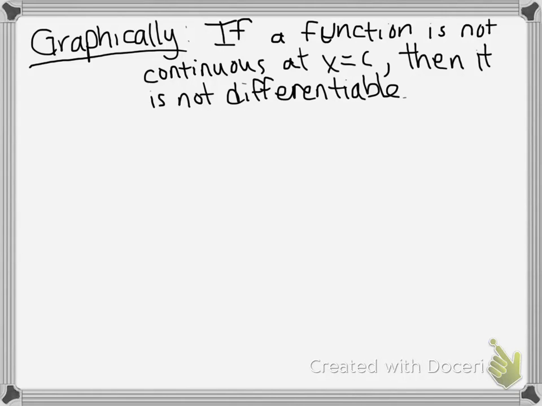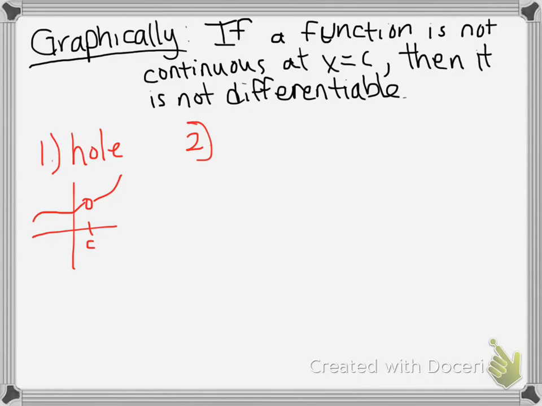So let's review the situations in which a graph is not continuous. Remember, a graph is not continuous when there is a hole. So if you have a graph and there's a hole, it's not continuous at this x equals c, therefore it's not differentiable.